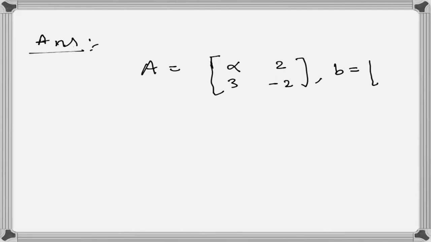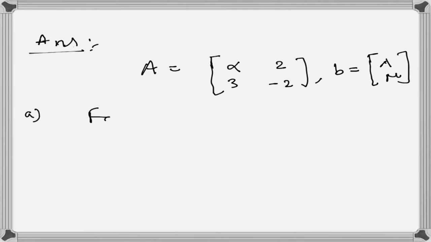Okay, so for this system of linear equations, we have this matrix A, which is given by alpha 2, 3 minus 2, B is lambda mu. Okay, so let's solve the first part.